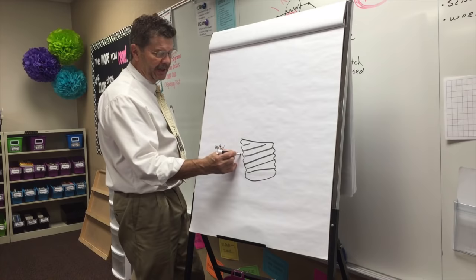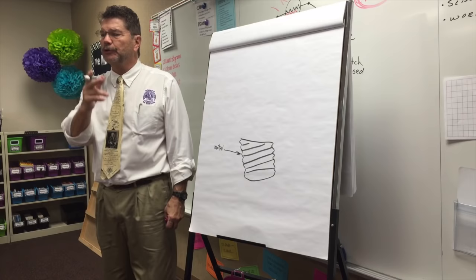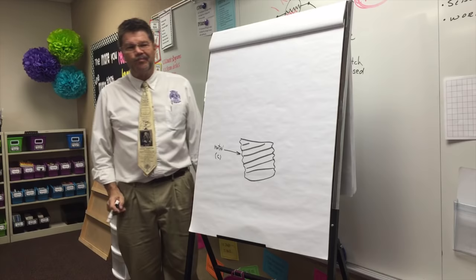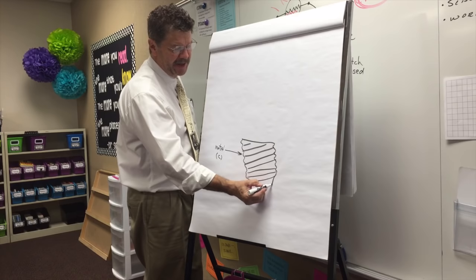Metal. Now, do you think metal is a conductor or an insulator? Does it let electricity go through it or does it stop? What do you think? Conductor. It's a conductor. I'm going to put C underneath it. Go ahead and draw that part of the light bulb. All right. Next, we have this part right here that's made out of black glass.